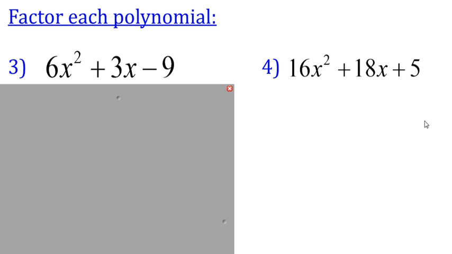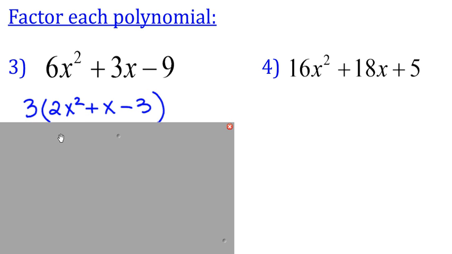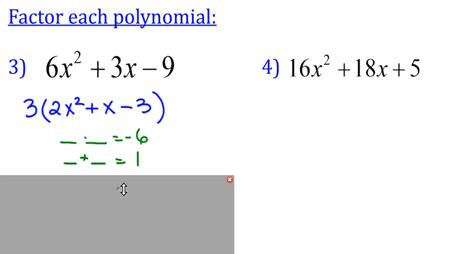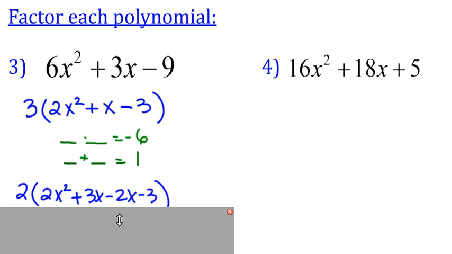Always look to see if you have a greatest common factor. Here, we can divide out 3 from each term. Therefore, we would be working with 2x squared plus x minus 3. We have a quadratic that we're working with, so again, check the leading coefficient times the constant. So what times what gives us negative 6, and what plus what gives us 1? If we can find a pair that works for both of those, we can write our quadratic as 4 terms. Here, we could use a positive 3 and a negative 2 to meet both of those requirements.